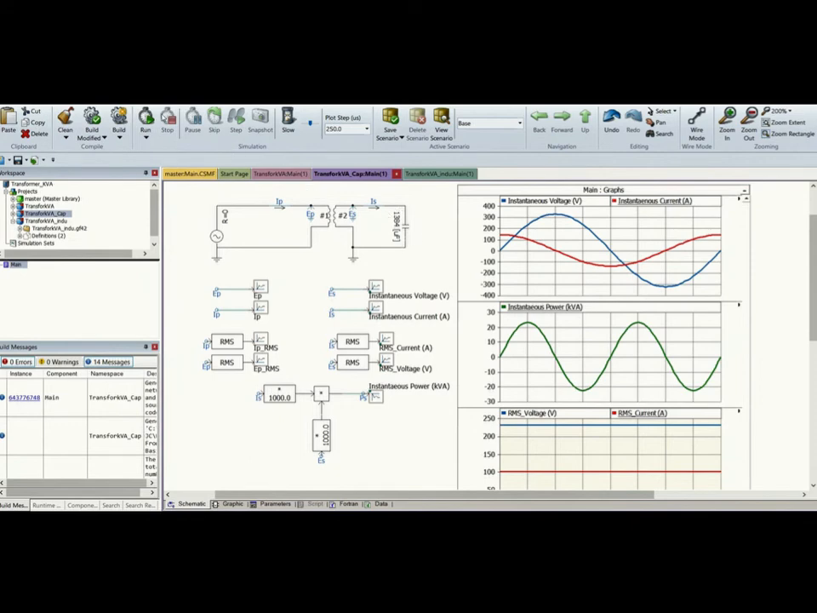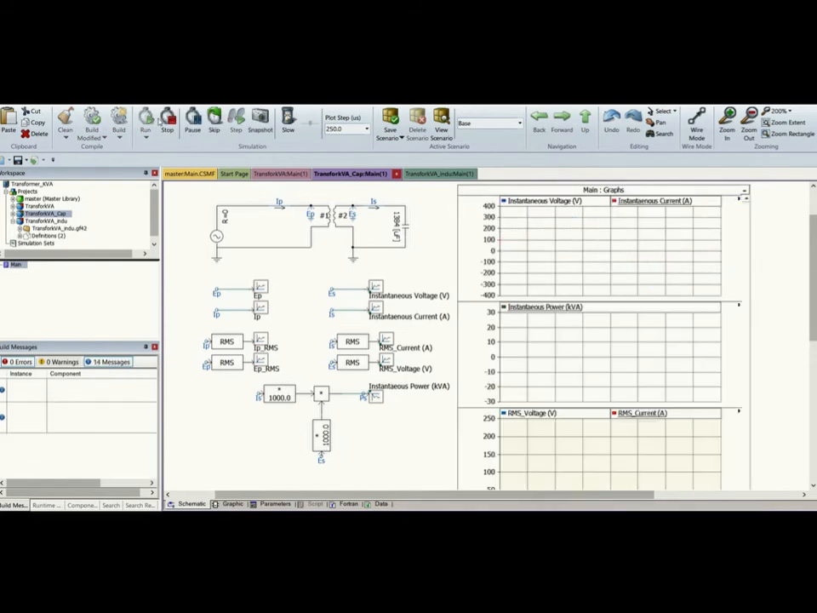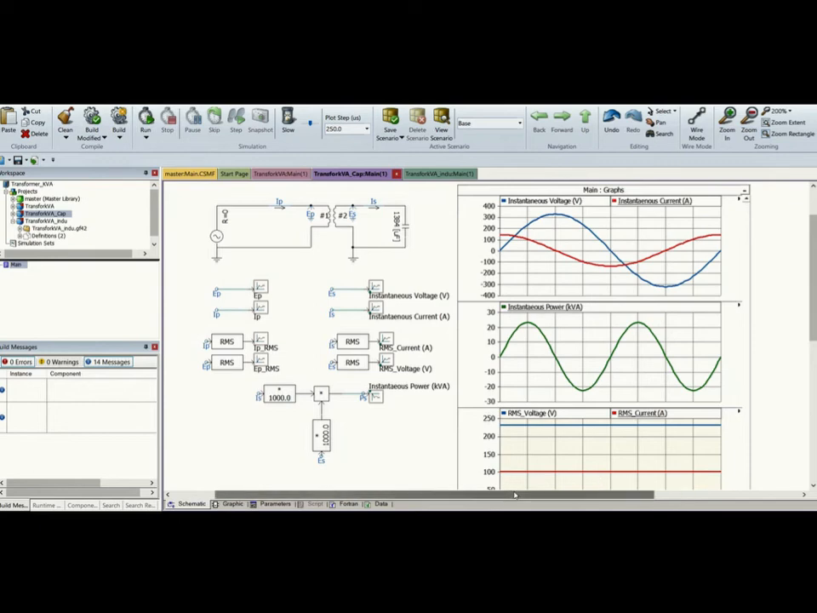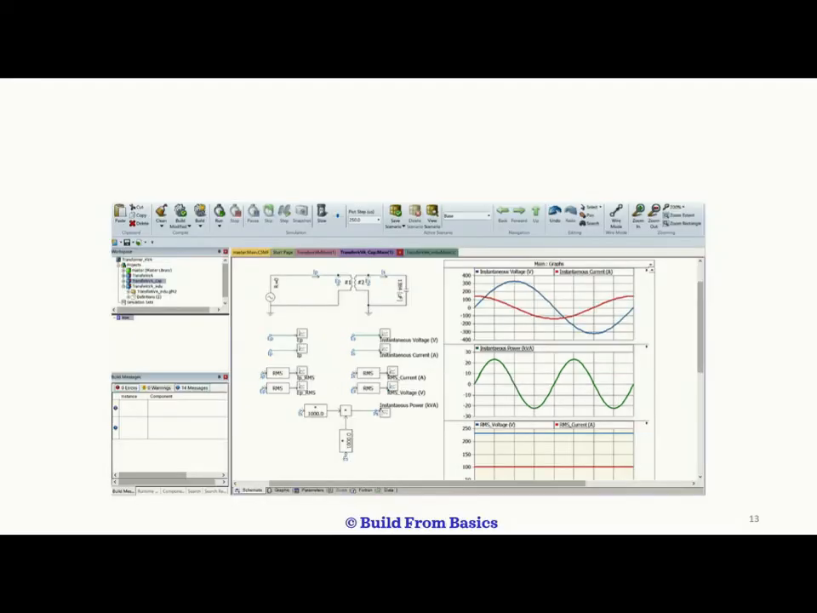Again, the right side graph shows the results. The blue curve is voltage and the red curve is current. As you see, the current leads the voltage by 90 degrees. The green curve below is the instantaneous power. It oscillates between positive and negative half cycles. You can also see that its frequency is double the supply frequency and the average value of power is 0. And the RMS current is 100 amperes, which is equivalent to the inductive and resistor cases.